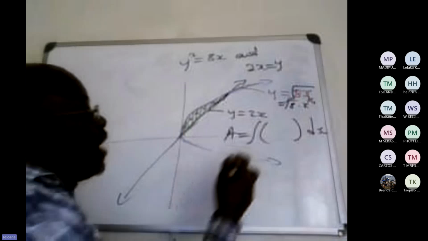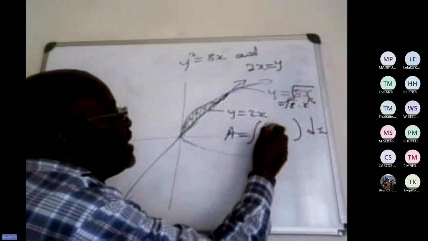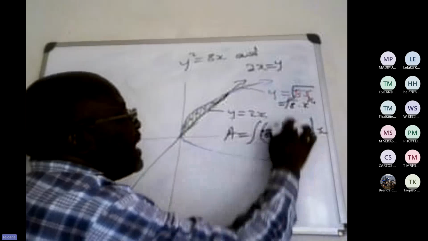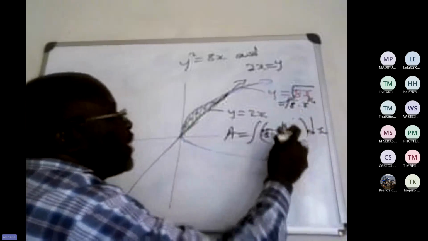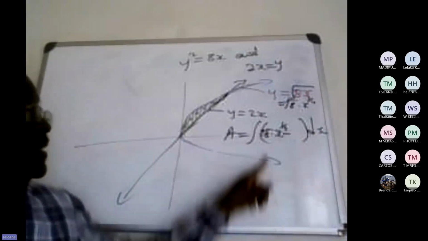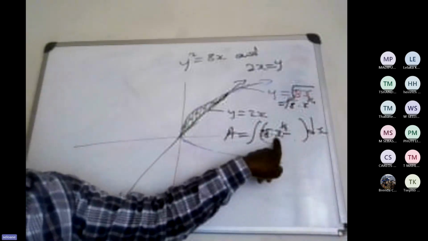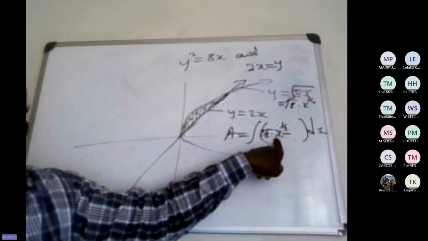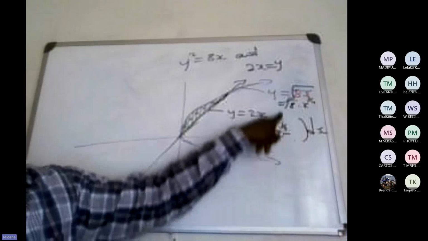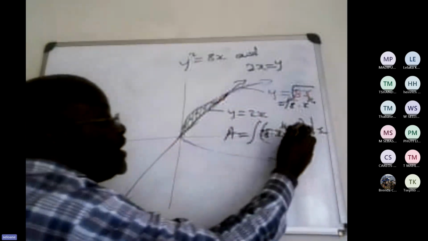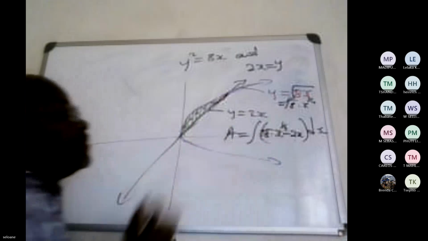So therefore, this will be how much? The square root of 8 by x exponent half minus what? This is the square root of 8, that is this one. This is the square root of x for integration purpose. Let us write it as x exponent half. Then minus what? Which is 2x.